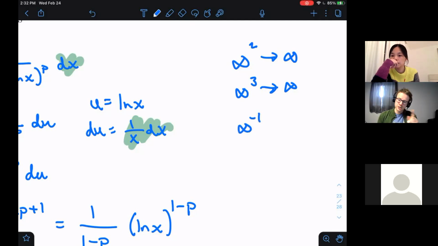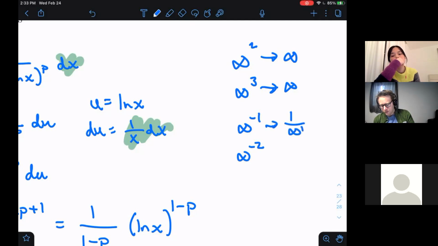Okay. Now, on the other hand, if you were to take something like infinity and raise it to the negative first power, or infinity raised to the negative second power, well, remember from our rules of exponents here that this is the same thing as 1 over infinity to the first power, or this is the same thing as 1 over infinity squared, or things like that. So when you have a negative exponent, they still behave.